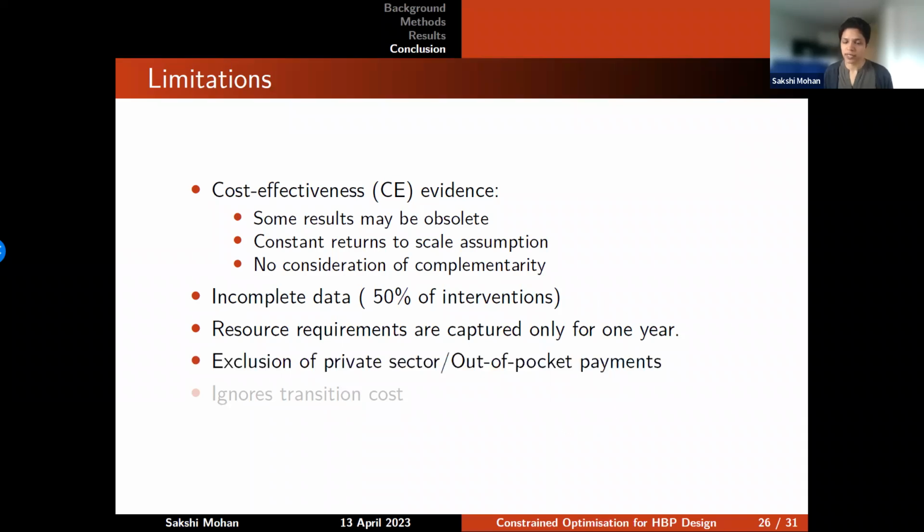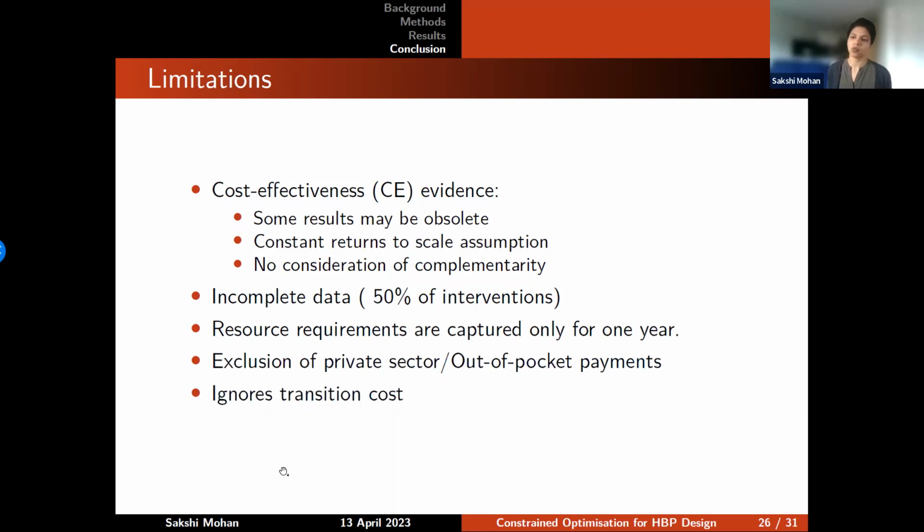We also only included public health within the analysis. So all of our constraints were based on what's available in the public health system. This meant that we excluded the private sector or any out-of-pocket payments that expand the limits on the health system.